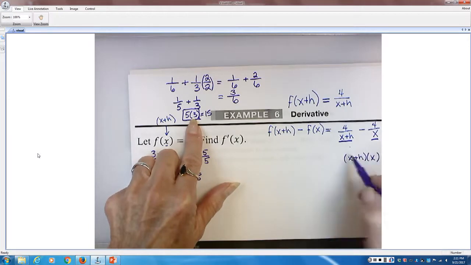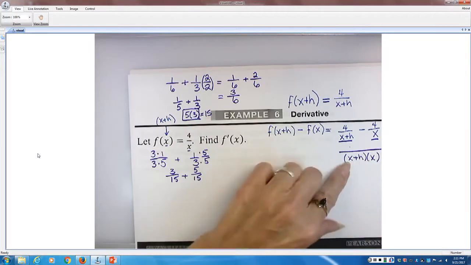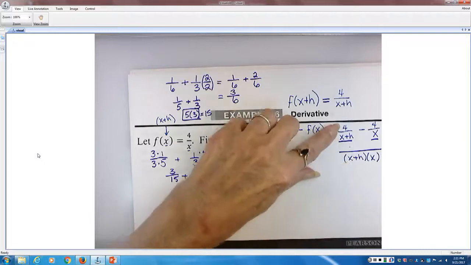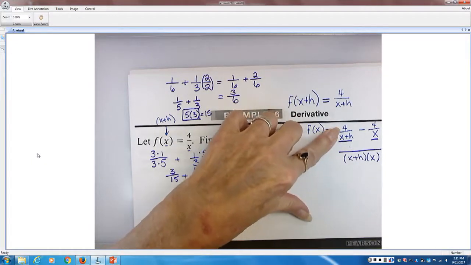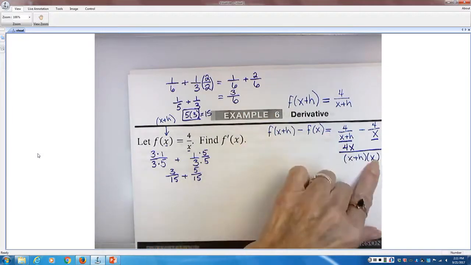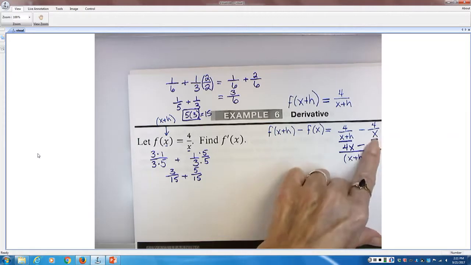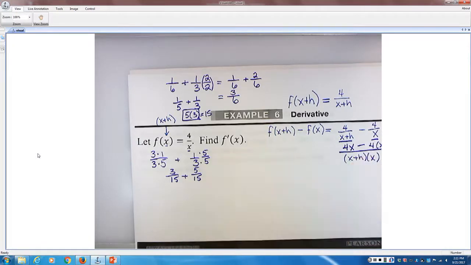Okay, good. Once you realize that your common denominator's got to look like this, how do I achieve this denominator with this fraction? Okay, so 4 times x. Because it's got x plus h, it doesn't have the extra x. How do I make this have the denominator x plus h? 4 times x plus h. Okay? This is the simplified version.